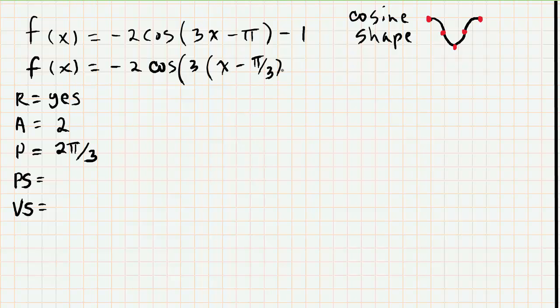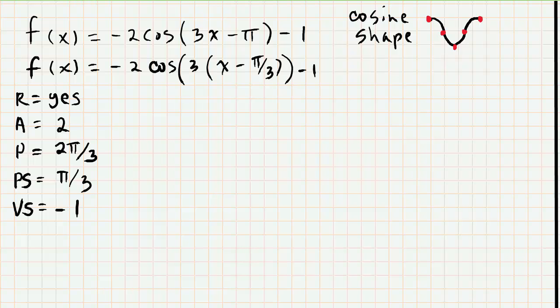This is how we would factor out 3. Double check, 3 times x, that's 3x. 3 times pi over 3, that's pi. So the phase shift then is the opposite of what we see here. It's the angle that shows up after the minus sign. So that's pi over 3. I tend to remember it as the opposite of what we see. We see a minus pi over 3, so the phase shift is pi over 3. Vertical shift is on the outside, down 1.